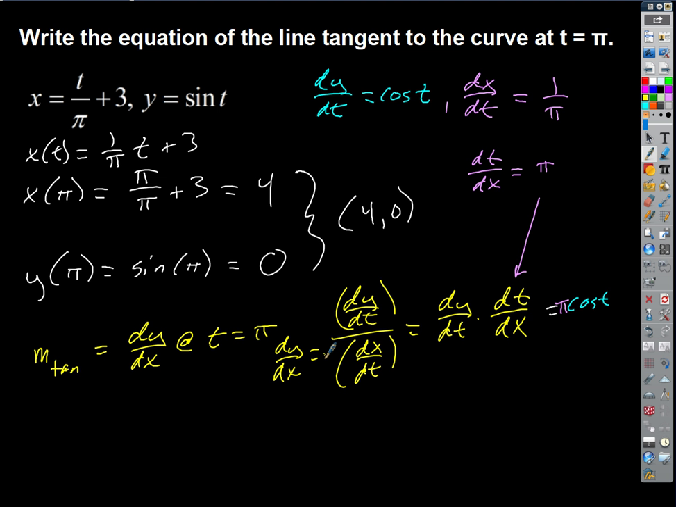We've got to get the t's to cancel, right? We can take the rate of change of y with respect to t and the rate of change of x with respect to t. We can multiply those in the right way so that the t's cancel.